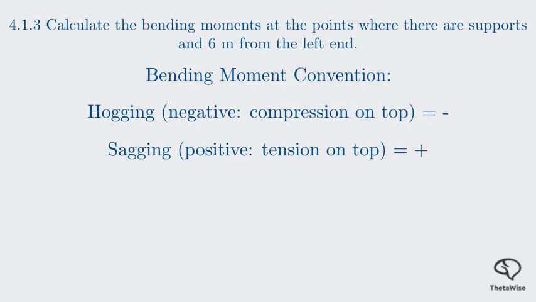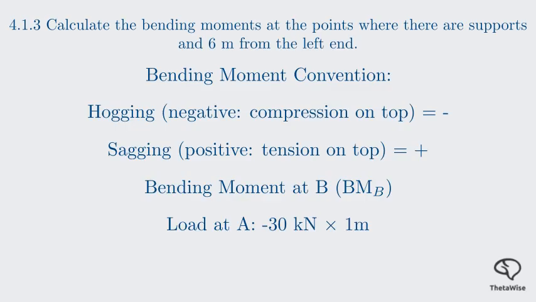Let's start by calculating the bending moment at the left support, point B. We can calculate this by considering all the forces to the left of B. This is generally the simpler method. The first force is the 30 kilonewton load at point A. It's 1 meter away from B and tends to cause hogging, so its moment is negative. That's negative 30 times 1.